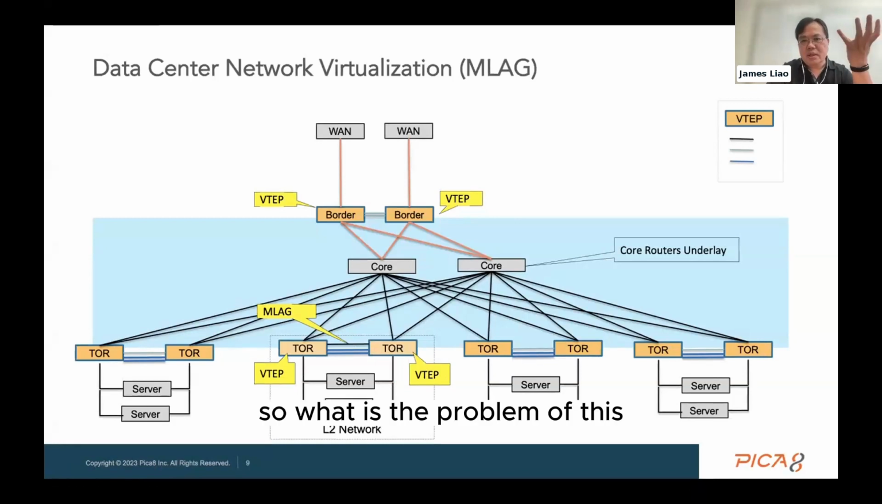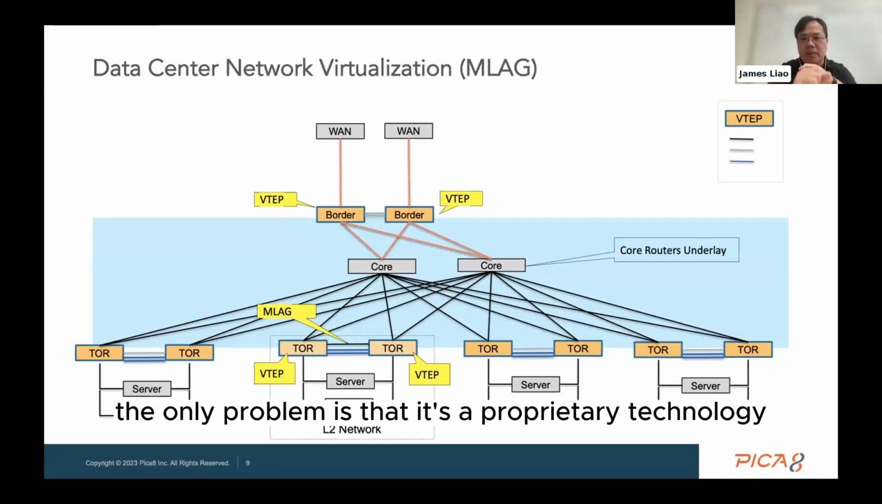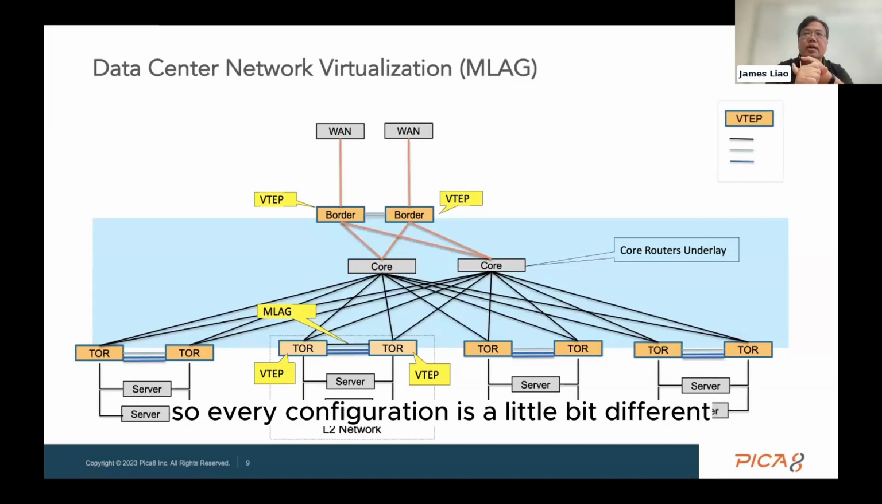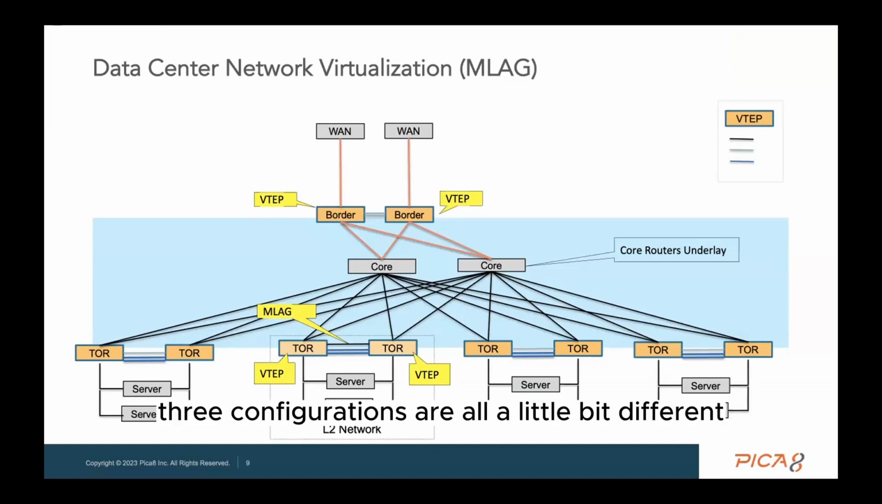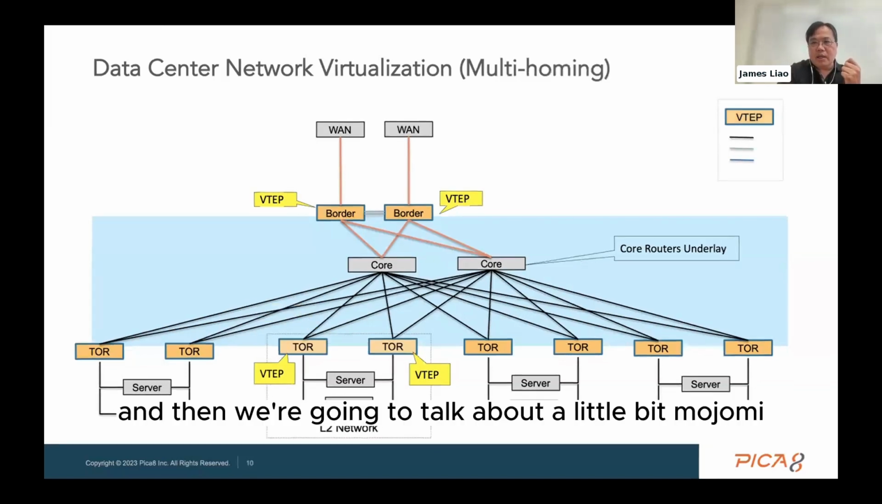So what is the problem with this? The only problem is that it's a proprietary technology, meaning MLAG is a proprietary technology. So every configuration is a little bit different. If you have Cisco, Arista, and others at the same time, their configurations are all a little bit different. So that's the MLAG system.